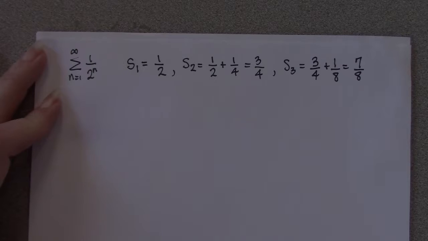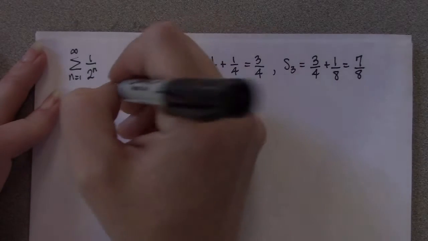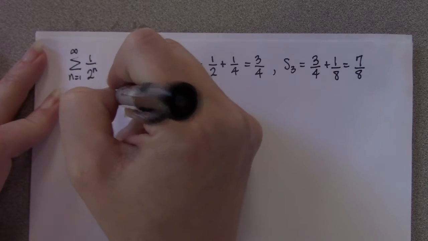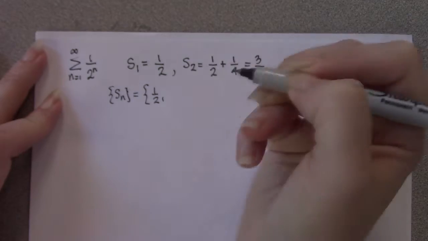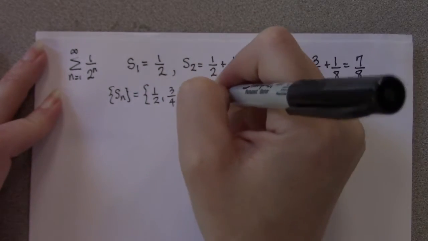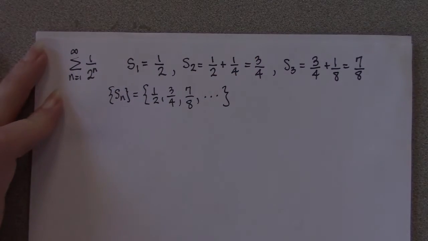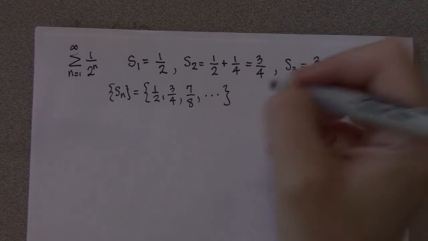So now what I'm supposed to do here is see if I see any kind of pattern emerging. And if I see a pattern emerging, then I might be able to come up with a formula for the nth partial sum. So our sequence of partial sums is 1/2, 3/4, 7/8. So just like we ended class with on Thursday, if I look at these numbers, can I write an expression for the pattern that I see emerging?